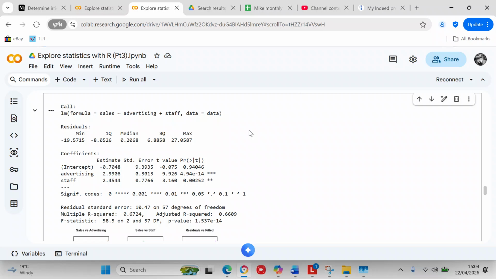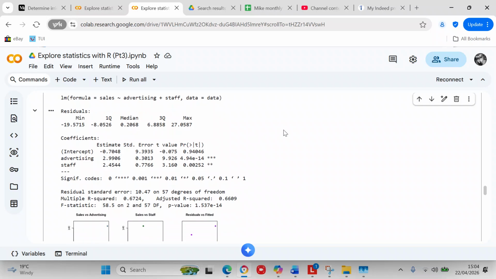So your intercept gives you a p-value of 0.94046. Advertising has a very low p-value, and staff has 0.00252. And then you've got your significant, and then you also got your residual. Standard error is 10.47 on 57 degrees of freedom. So you remember you had 60 samples, and then 60 minus 3 is 57.